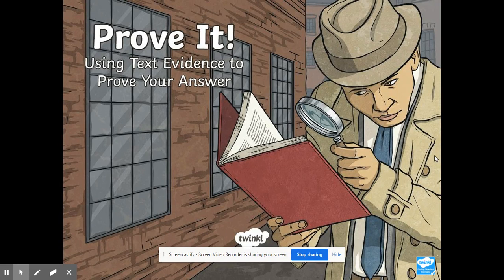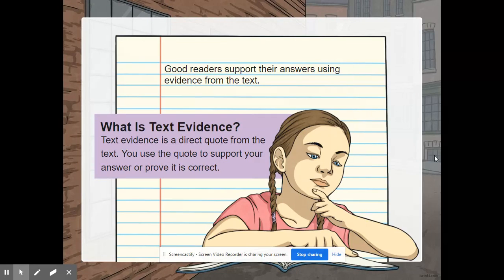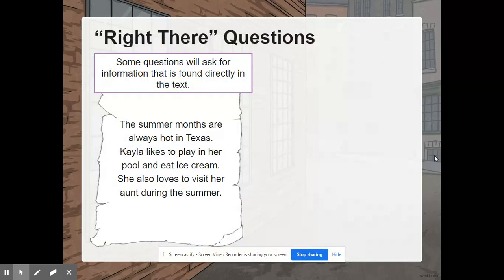We're going to be working on standard RI 5.1, which is using text evidence to prove your answer. So text evidence is proof in the text that tells you exactly what it's reading. It's a direct quote from the text. And you can use the quote to support your answer or to prove that it's correct. So you want text evidence to prove that you know the answer that you're picking is absolutely 100% correct because you found proof in the text.